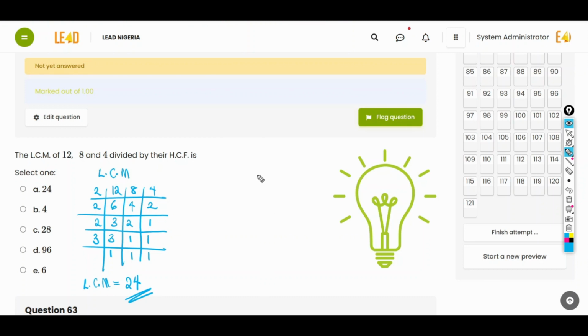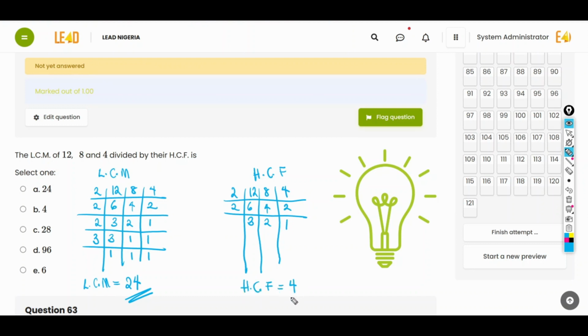All right, so let's work out the HCF now, the highest common factor of 12, 8, and 4. For HCF, remember that we only divide by what can divide everything. So we're going to use 2. We have 6, 4, 2, and 2 can divide everything again. So we have 3, 2, 1. All right, so the HCF is 2 times 2, 4.